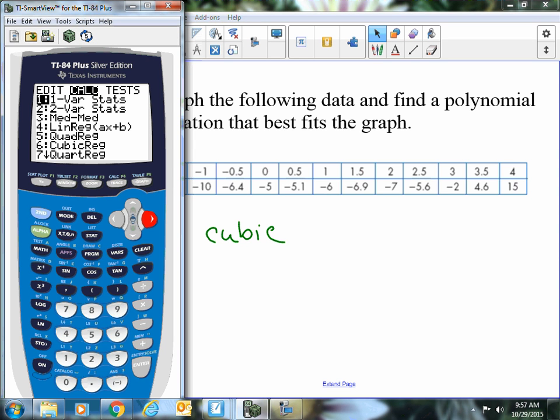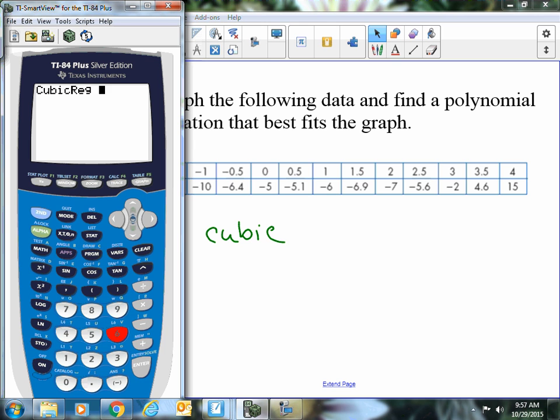So we want the one that says cubic regression. So for me, that's number 6. And for my operating system, I just have cubic regression. I'm just going to press enter. You might have some other things that it asks you to, and you just have to go down to where it says calculate. So press calculate, and we want to see if we get the same equation here.